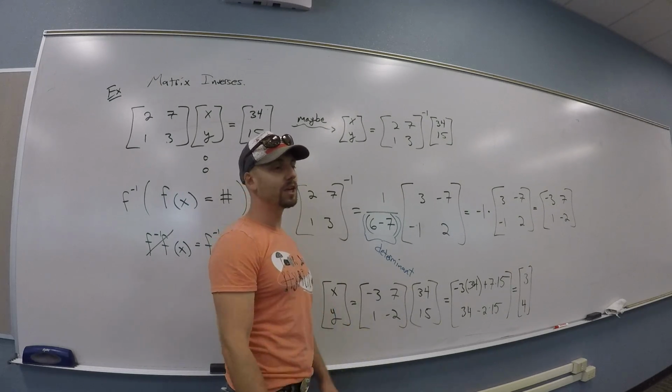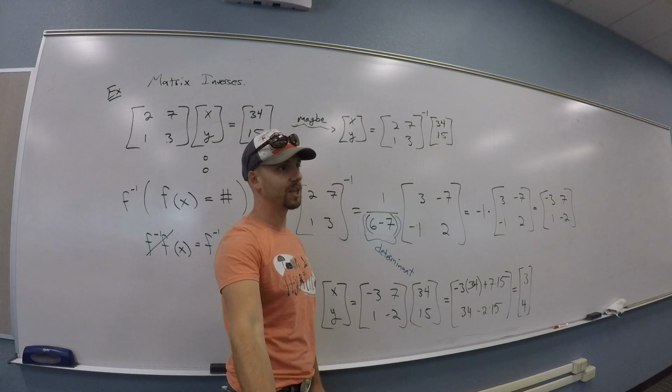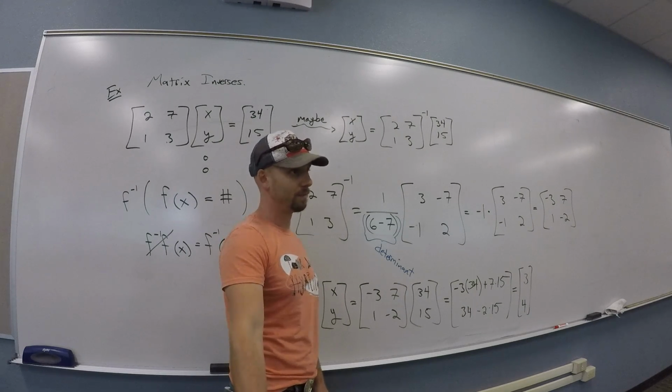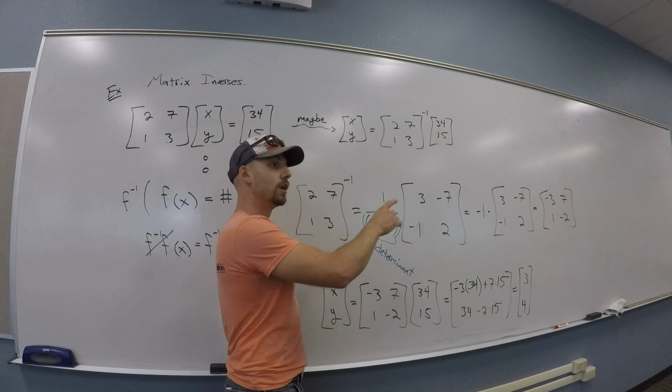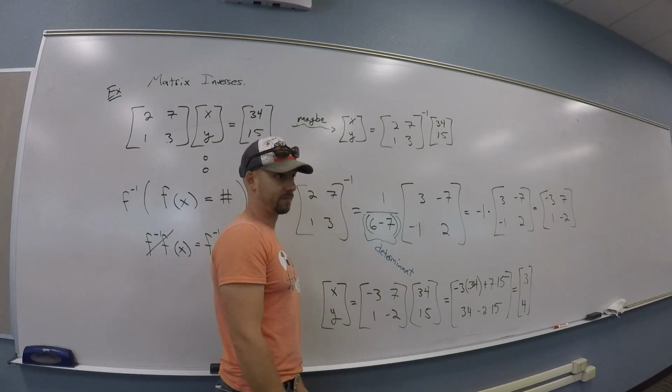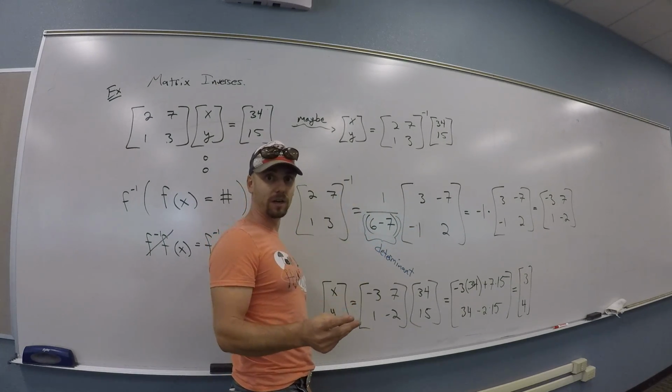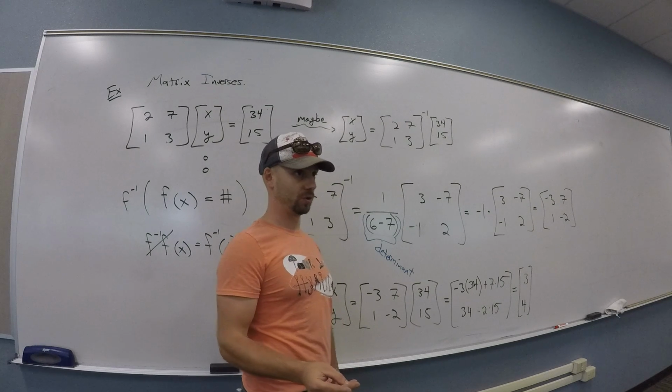Another way you can get the inverse is you can make the calculator figure it out for you. Okay, so I'm going to show you how to use the calculator. I'm going to show you this rule, and then I'm going to show you yet another method. So you're going to have 3 methods for calculating inverses, and I don't care which one you use.